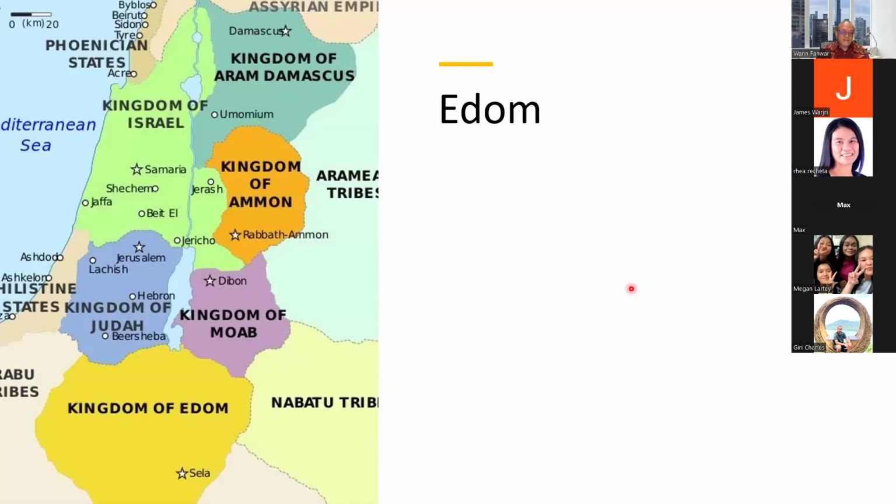Okay, the next target is the kingdom of Edom. Now, in this map, you can see all these various kingdoms. This light green one here is the northern kingdom of Israel. This bluish one here is the kingdom of Judah. This is the divided monarchy period.